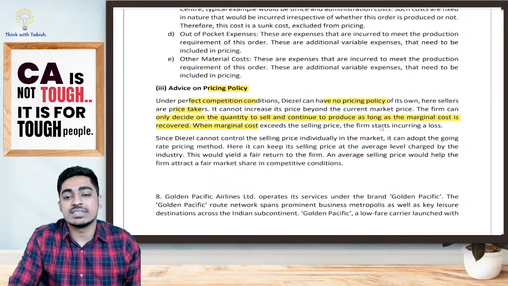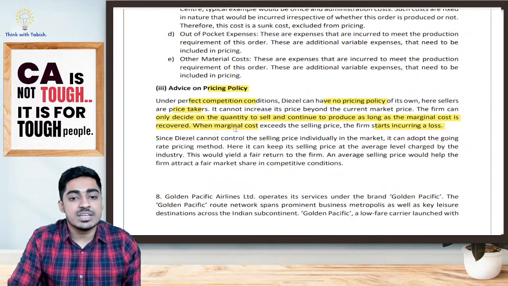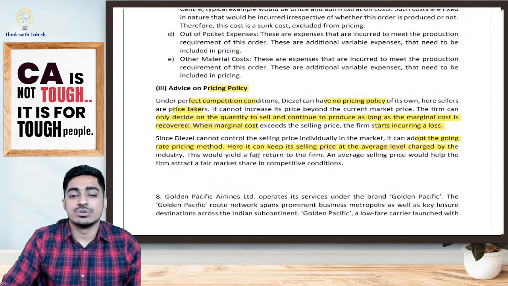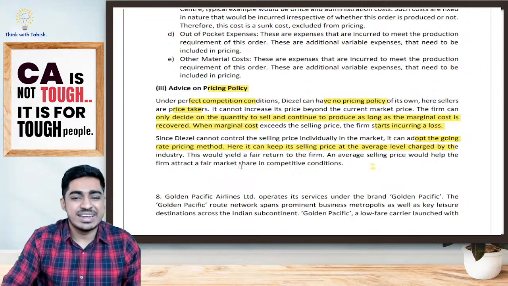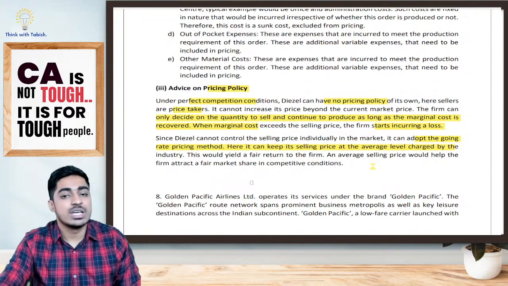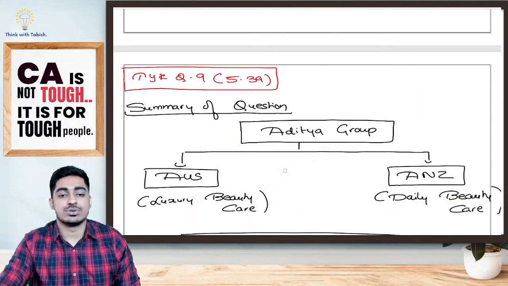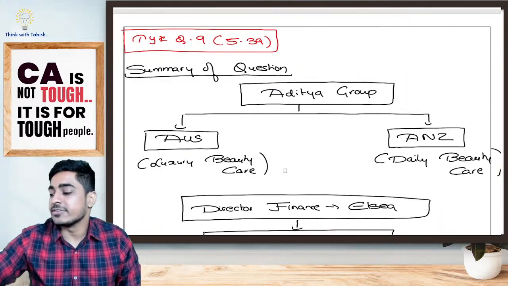If marginal cost exceeds, we will incur loss, so we will exit the market. So we will adopt going rate pricing. It will help to attract a fair share of market. This is what is given, student. Is it clear? So we have one final question on relevant costing.